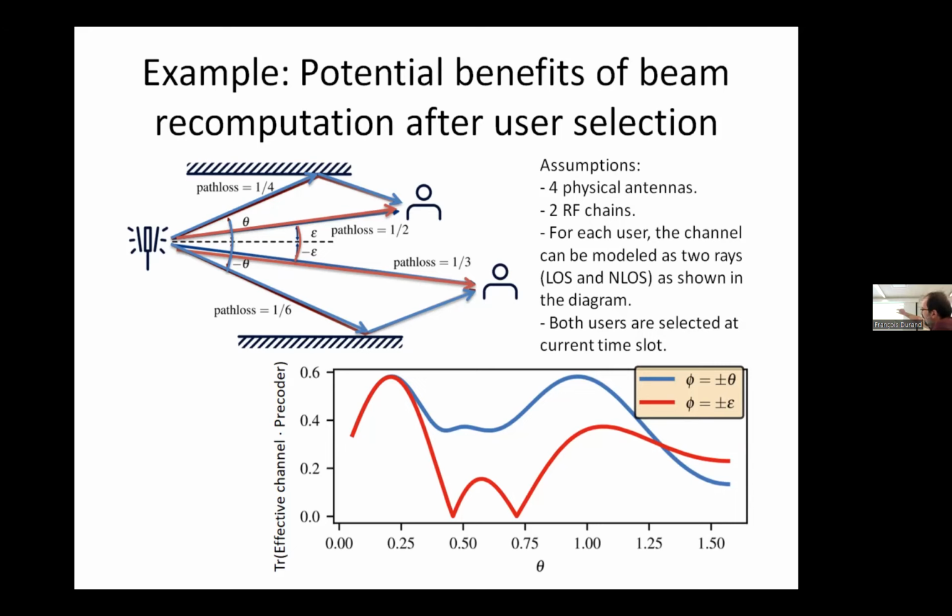If the angle epsilon is relatively small compared to theta, maybe there will be a lot of interference between the two users. And it would have been better, in fact, to take the indirect path.